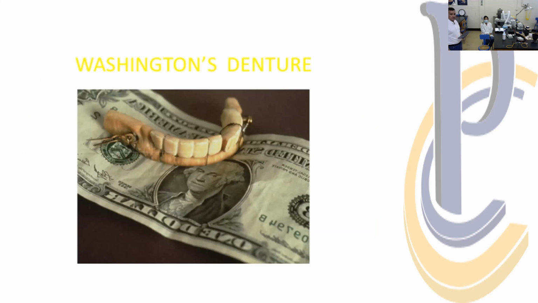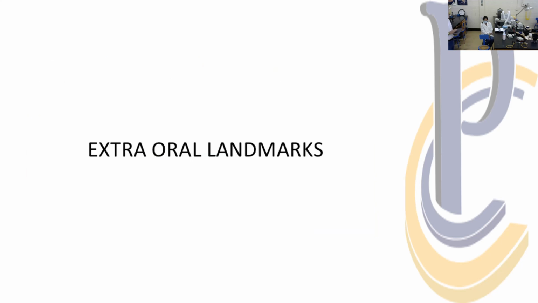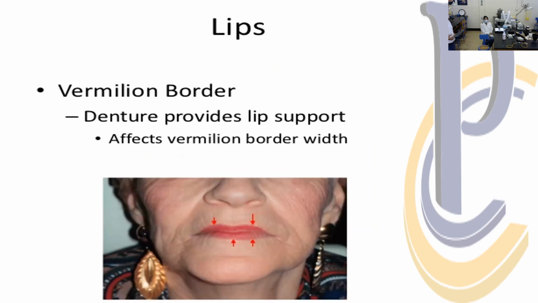This is George Washington's dentures. They made them from ivory and special glue, and they held them with elastic. So it was very uncomfortable. So this is the lips, vermilion borders. And if you put the teeth too far forward, the lip looked very ugly. So when you set up teeth, they should be in the perfect position, so the lip is not pushed too far forward or backward.